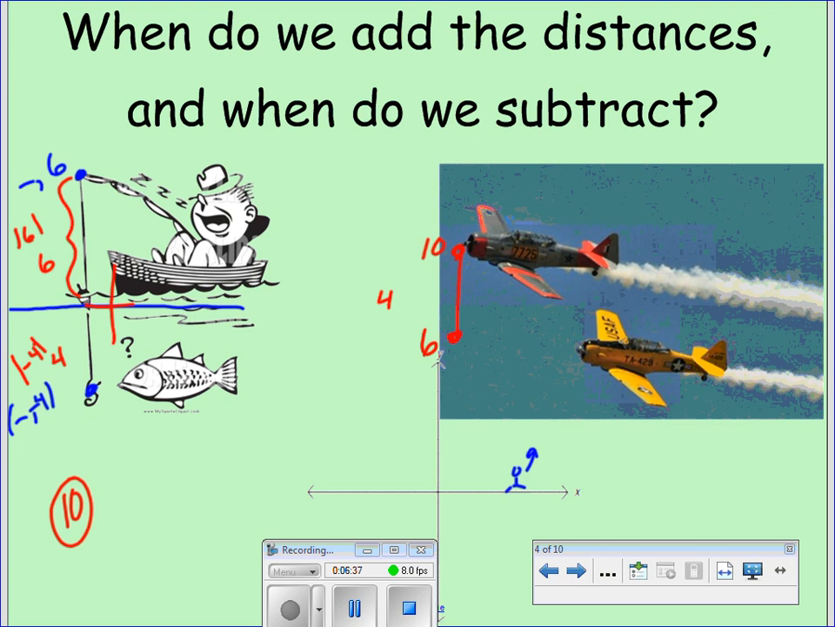So because both of my coordinates have the same sign, whether both coordinates are positive or both coordinates are negative, we will subtract. So if the coordinates are the same sign, we will subtract. Here, if our coordinates are a different sign, a positive and a negative, then we will add.